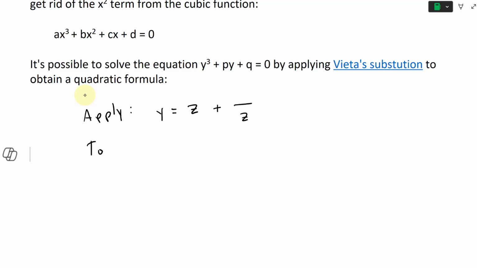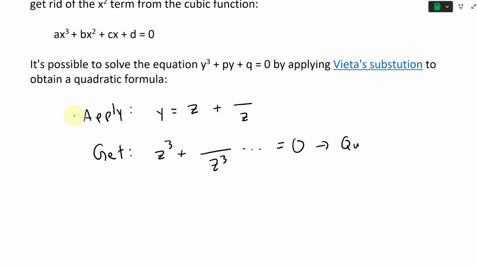And the reason is, if we apply this y equals inside here, this y cubed is now going to be z cubed. You're going to get something that looks like this: z cubed plus something, and then something divided by z cubed at the bottom, dot dot dot equals 0. We can actually write this as a quadratic formula, and we can solve this out. So this is the goal.